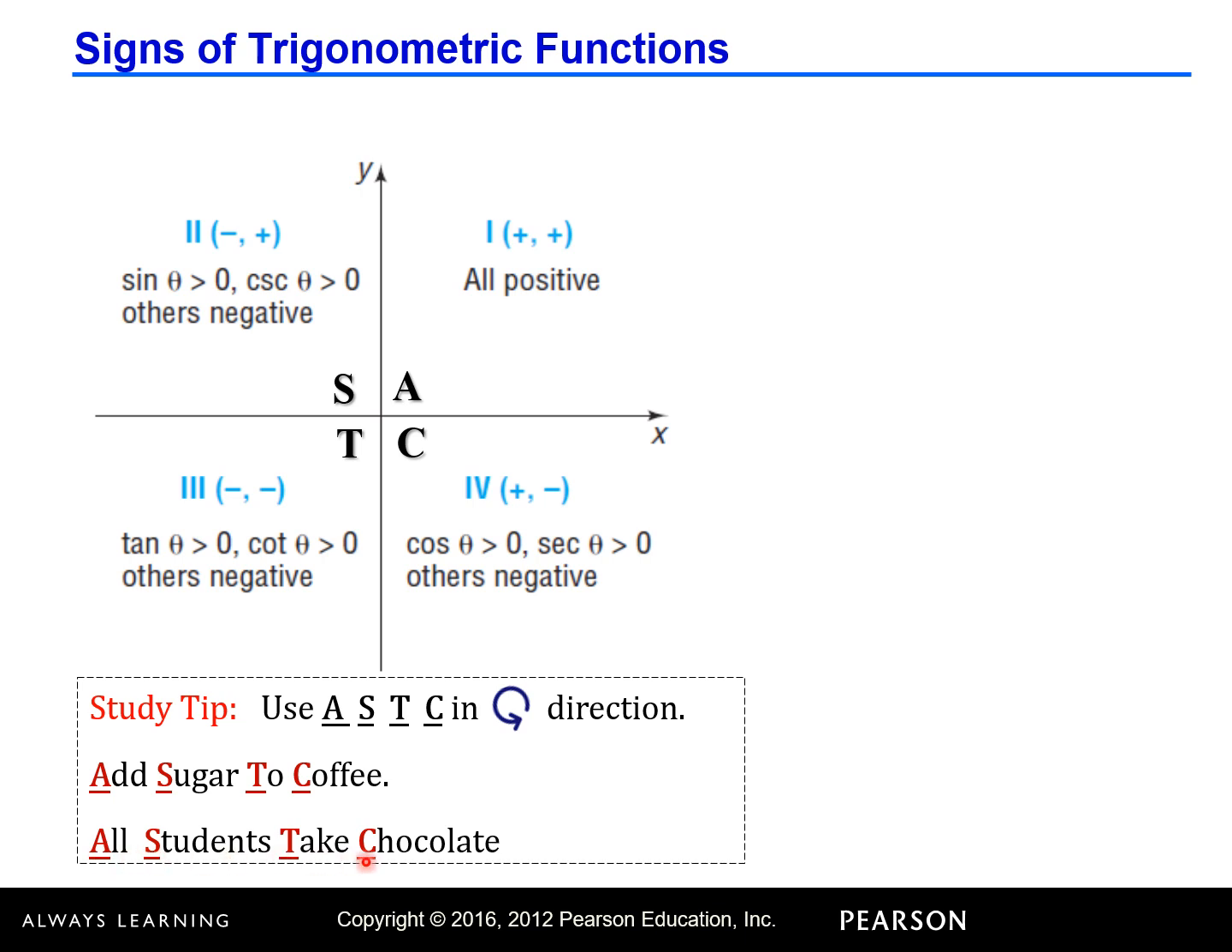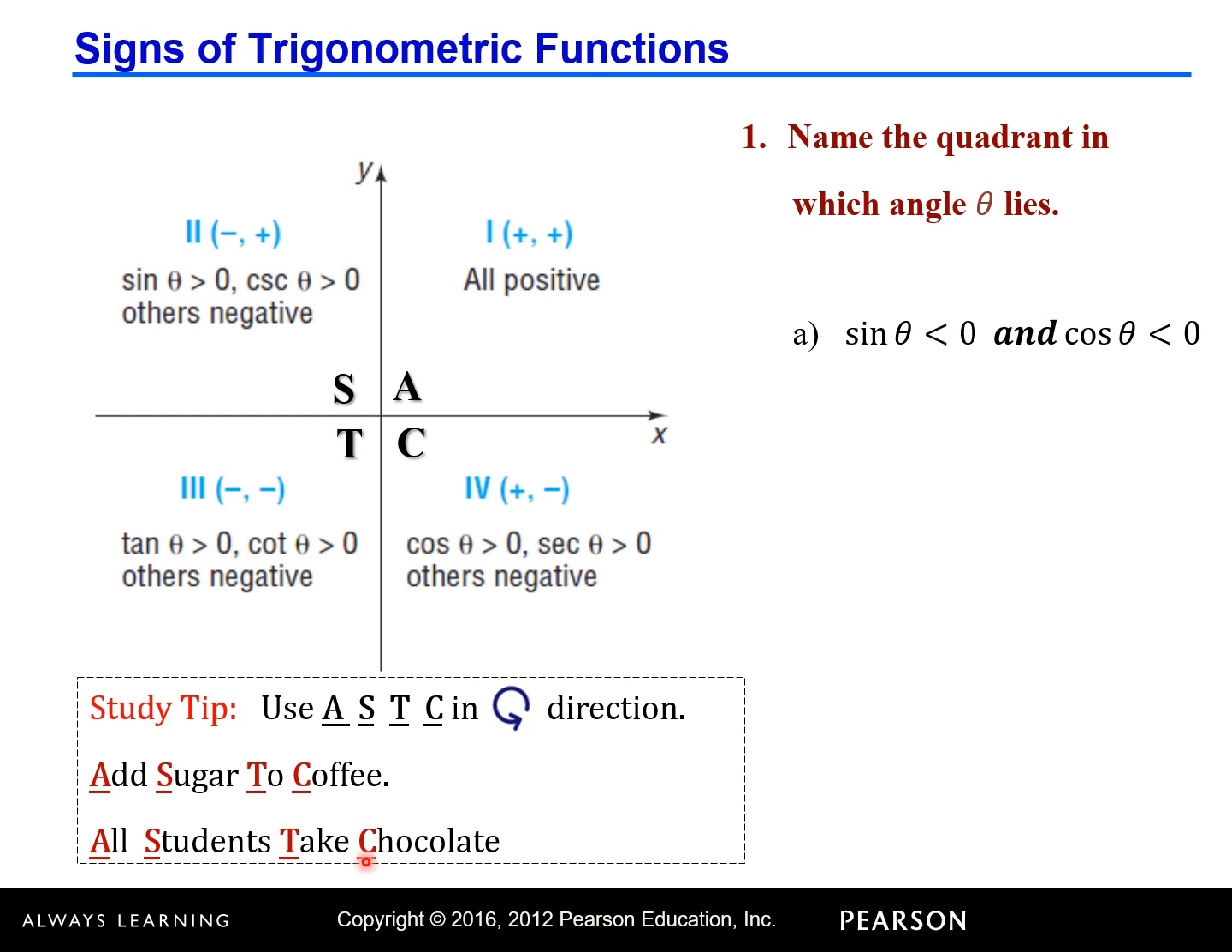So let us apply the signs of trigonometric functions in this example. We have to name the quadrant in which the angle theta lies. For letter A, we need sine theta less than 0, and cosine theta also less than 0. When you say less than 0, it's negative. So we need to know where the angle theta lies if the sine value is negative and the cosine value is negative. Let's do this step by step.